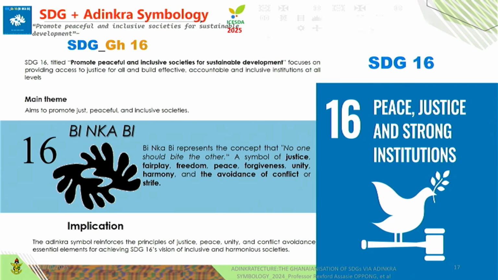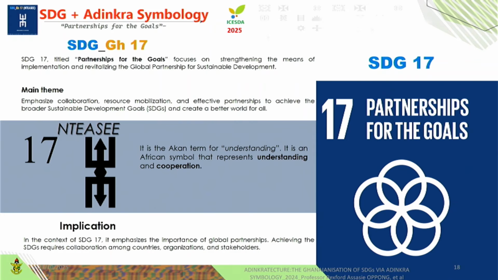Then the final SDG, which focuses on partnerships between different partners. We are partners, the local or the layperson, the president, everybody has a role to play. And the Adinkra symbol we chose to represent this is the Ntiaseɛ, which simply means understanding. If you understand each other, you are able to collaborate. You are able to cooperate to achieve these 17 SDG goals.